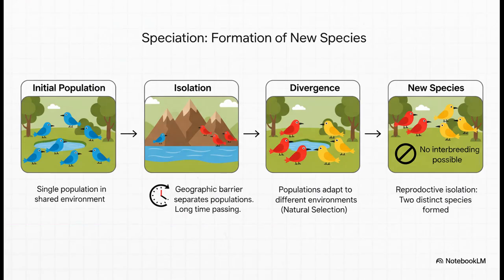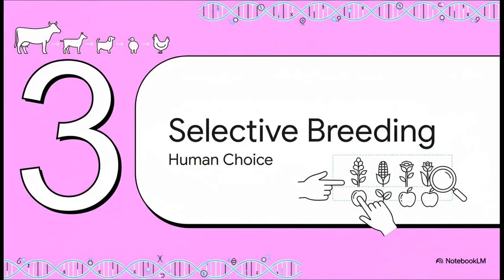So what's the grand finale of all this? Well, if you let this process run for millions and millions of years, and a population gets split up and isolated, natural selection can drive them in completely different directions. Eventually, they become so different that they can't breed with the original group anymore. And boom, that's speciation. A brand new species is born. So, that's how nature gets the job done.